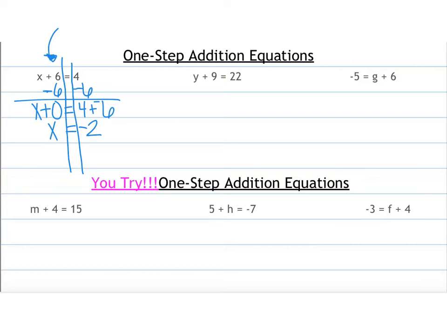Before I just say that that's my answer and move on, I have to put it back into my equation and check it. So I'm going to rewrite the equation, but instead of putting an x, I'm going to put a negative 2 in there. So negative 2 plus 6 equals 4. And I ask myself, does negative 2 plus 6 equal 4? Like, actually stop and take a second to think, negative 2 plus 6, yep, that equals 4. So yes, that works. So that's my answer.